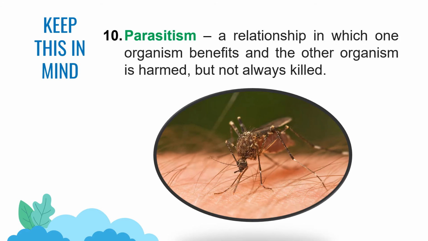Then, parasitism, a relationship in which one organism benefits and the other organism is harmed but not always killed. Example of parasitism is the relationship between a mosquito and a human being. Mosquitoes rely on humans for food. On the other hand, humans are negatively affected, for they will be exposed to diseases brought by mosquitoes.